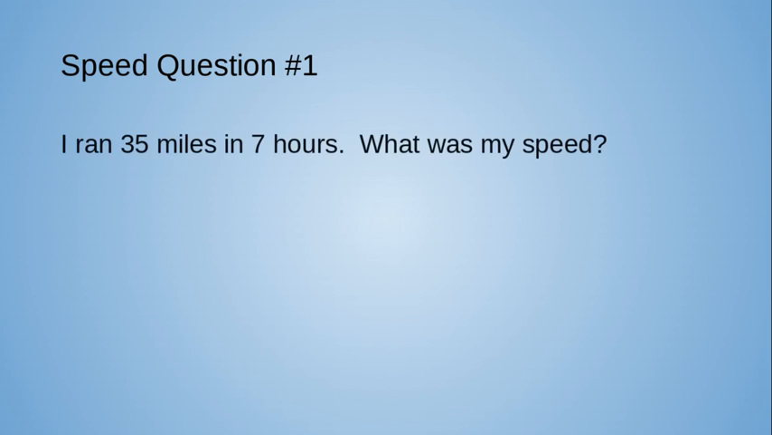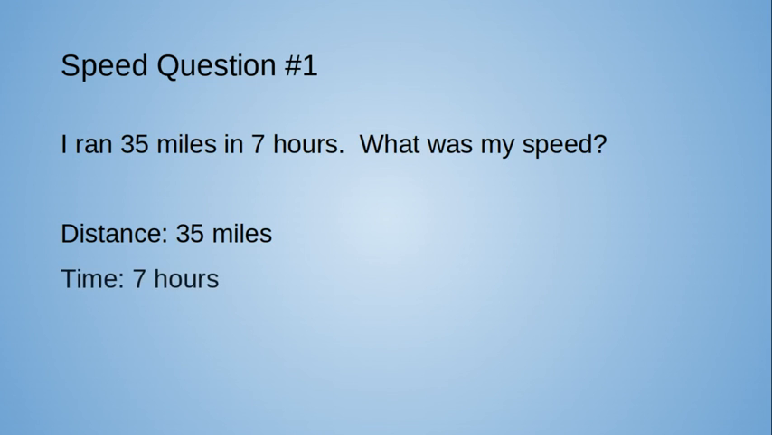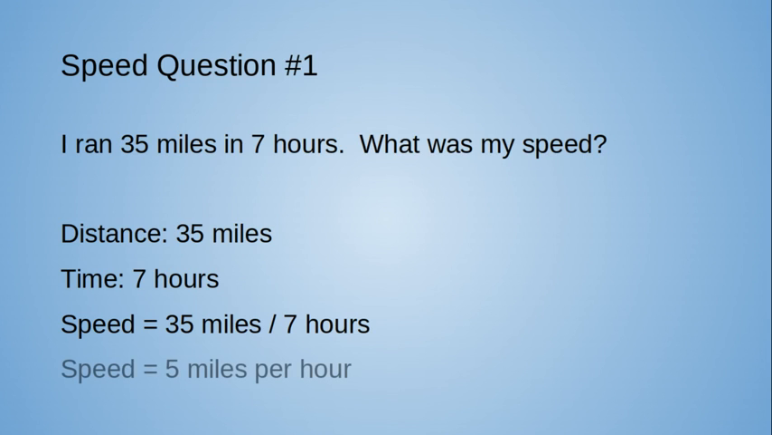Okay, here's a couple other questions. I ran 35 miles in 7 hours. What was my speed? Well, let's look at the information that we have. The distance we're talking about is 35 miles. The time we're talking about is 7 hours. The equation we're going to use since we're trying to figure out speed is 35 miles divided by 7 hours. Now 35 divided by 7, as you know, is 5. So our speed is going to be 5 miles per hour.